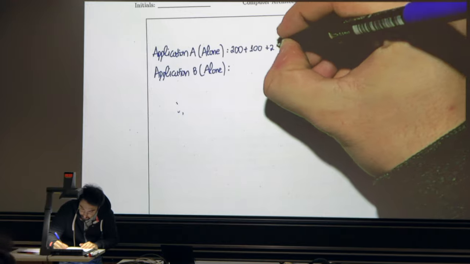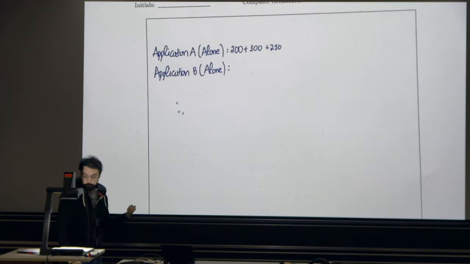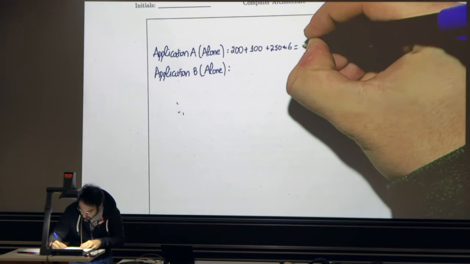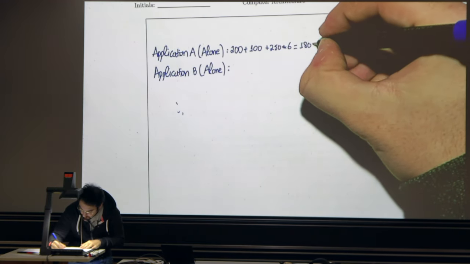So it's 250, which is the row conflict, multiplied by 6, which is 1,800 cycles.